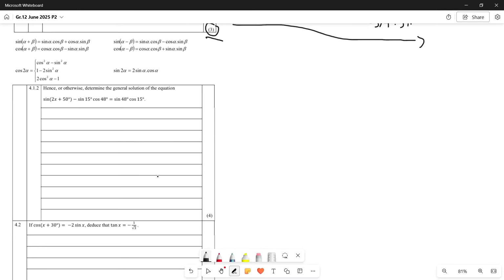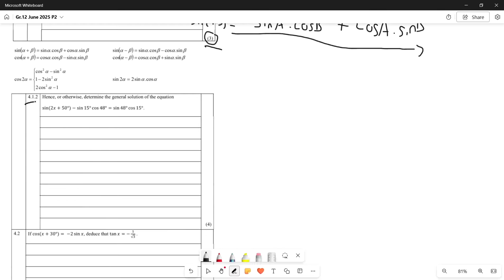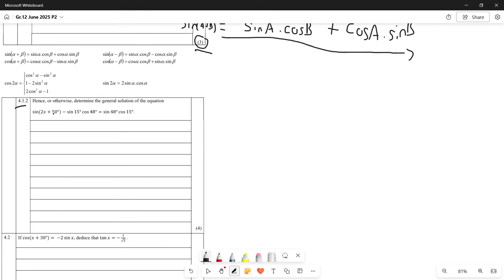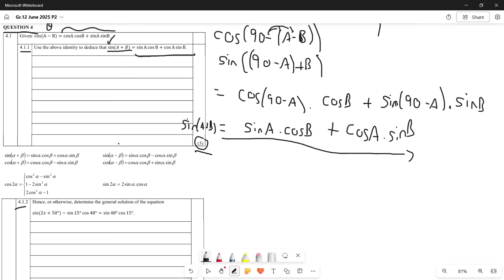Great job. Okay, so then 4.1.2, it says hence or otherwise determine the general solution of this equation. Okay, so we have sine(2x plus 50) minus sine 15 cos 48. These guys are multiplied together equals sine 48 cos 15. So whenever they say hence, it means, okay, probably look at the question before, because sine A cos B, cos A sine B. We have a sine, we have a cos, we have a sine, we have a cos. So it is very similar to this guy. It's just in a different format.